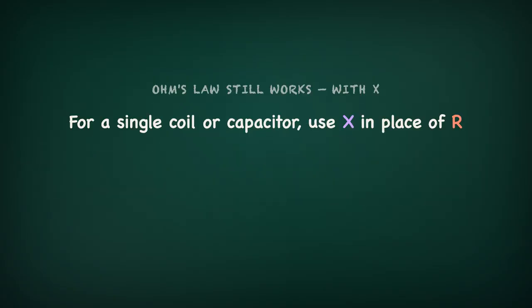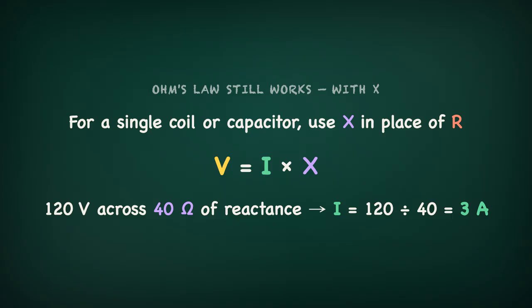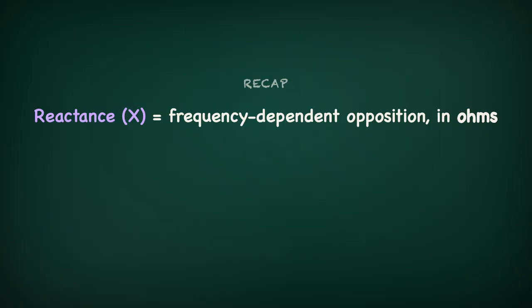So does Ohm's law still work? Yes. For a single coil or capacitor, just use the reactance X in place of R. Voltage equals current times reactance. V equals I times X. So 120 volts across 40 ohms of reactance gives a current of 120 over 40, 3 amps.